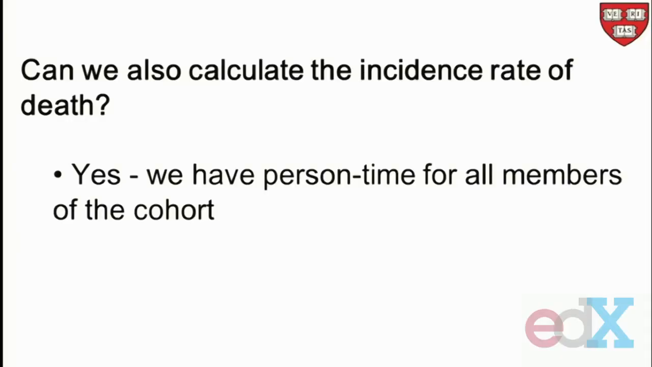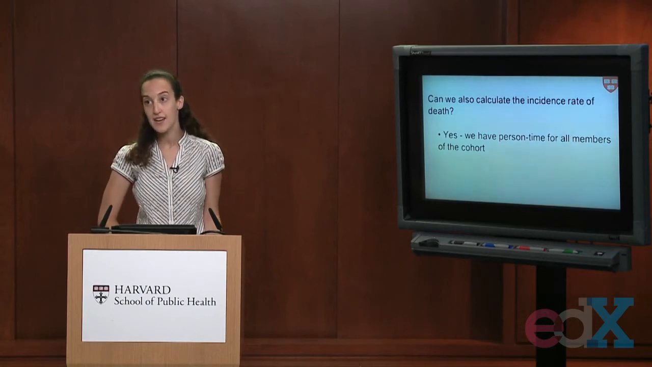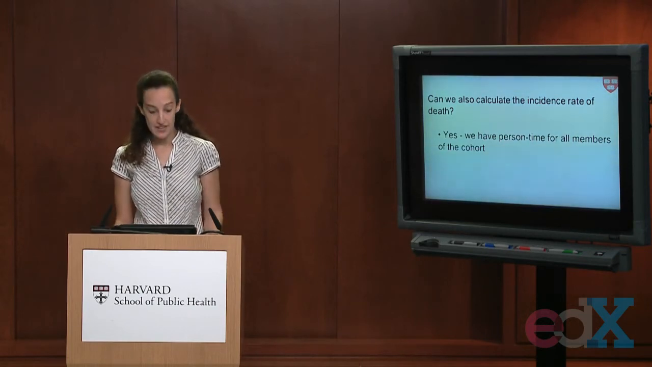So now that we've calculated the cumulative incidence, what about the incidence rate? Can we calculate the incidence rate of death? And yes, we can calculate this because we have person time for all members of our cohort. So let's go back to STATA and do an incidence rate calculation.